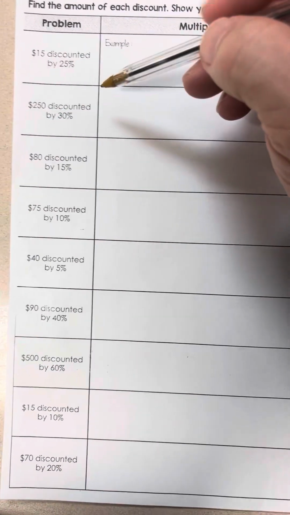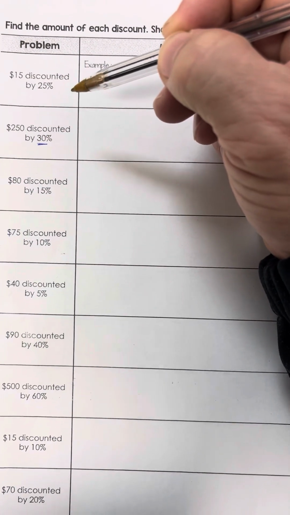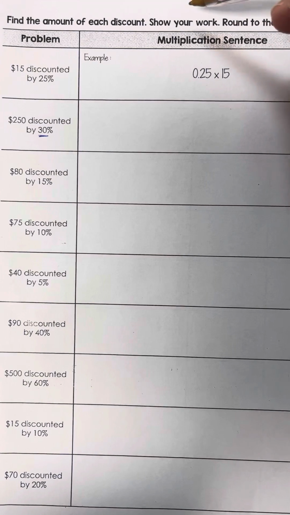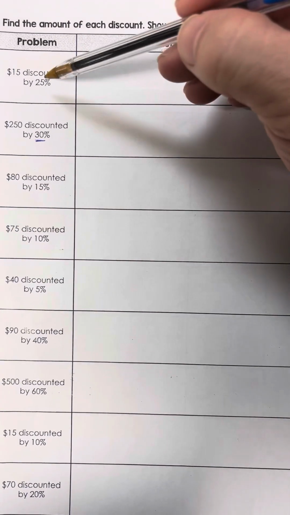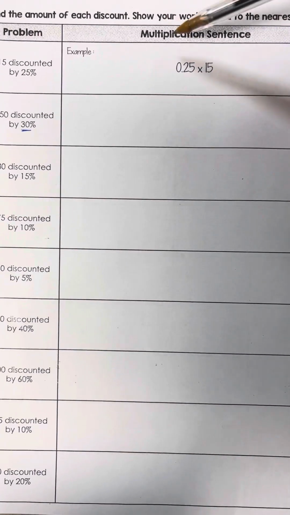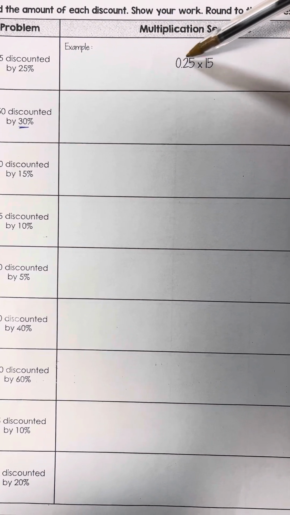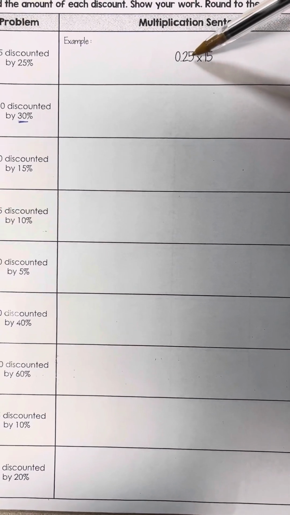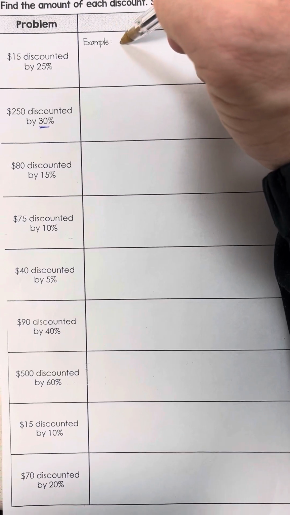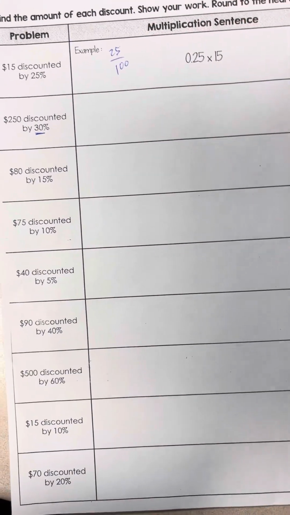So the first step is we're going to take our percentage and we're going to convert our percentage into a decimal. Okay, now look what they did on this example. 25% written as a decimal is just 0.25. 25 hundredths. That's how you read that. Okay, that makes sense because a percentage is just a fraction that has 100 as a denominator.